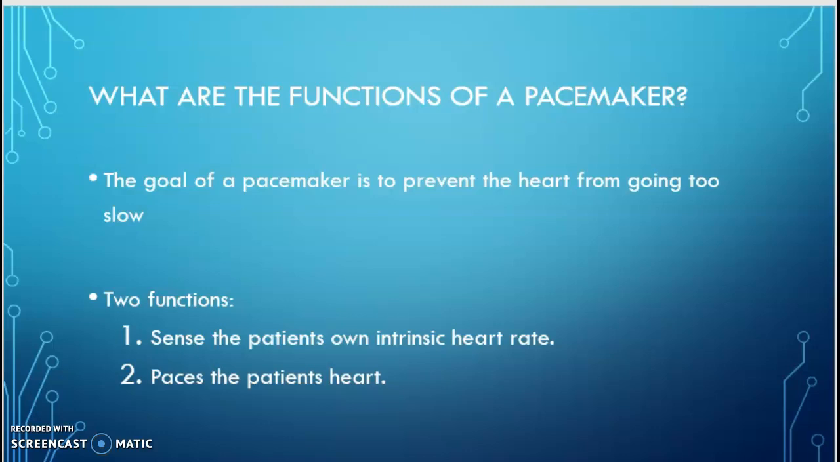This is what the functions of a pacemaker are. The goal of a pacemaker is to prevent the heart from going too slow. Patients will receive a pacemaker if their heart rate is dangerously low, as a low heart rate can lead to syncope or death. The pacemaker prevents this from happening through two functions. First, the device will sense the intrinsic or natural heart rate of the patient. If it is too low, the device will start to pace the heart at a faster rate to prevent the above negative side effects from happening.